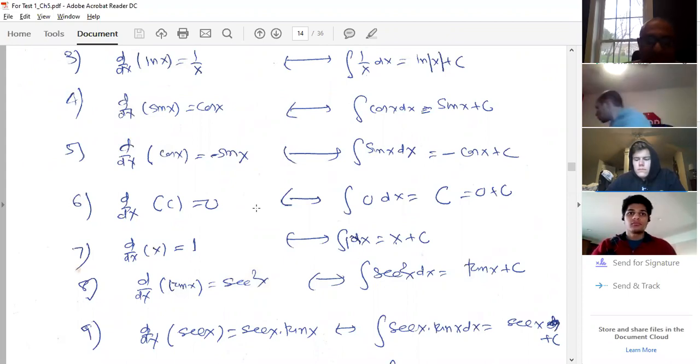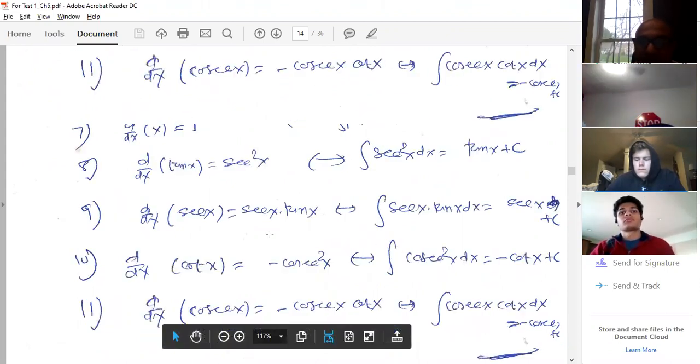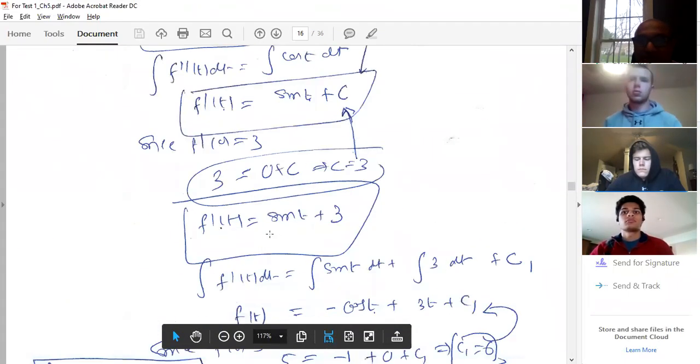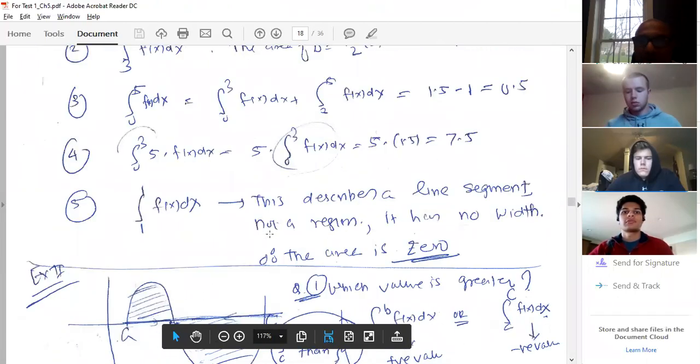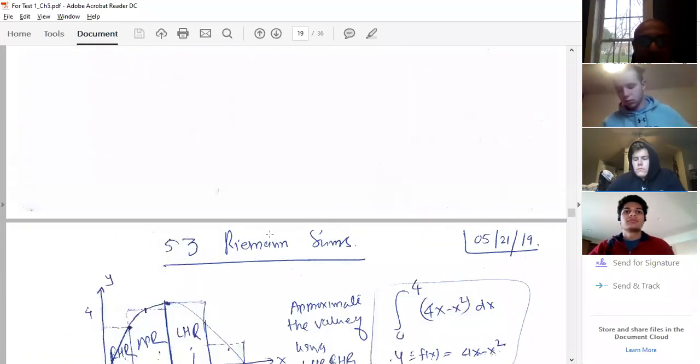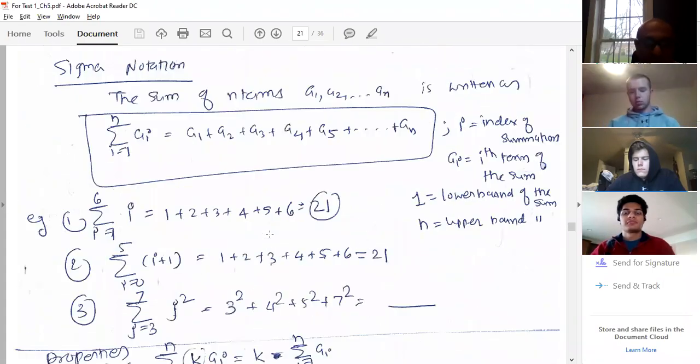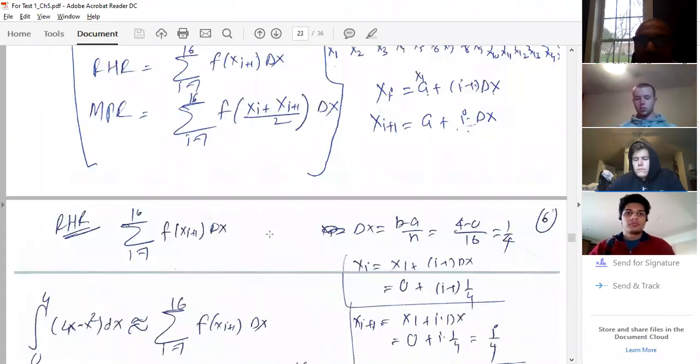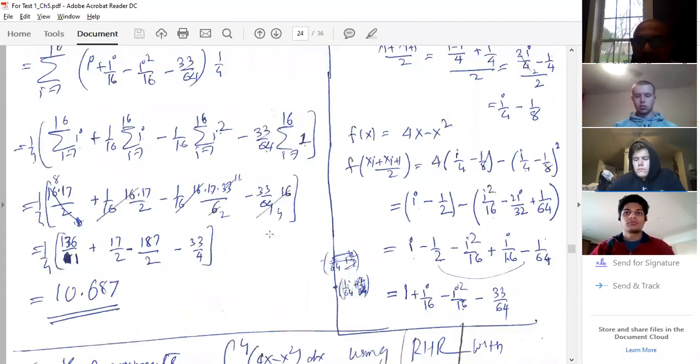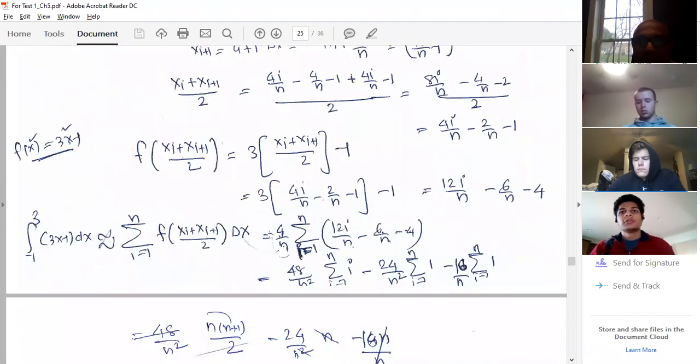Okay, guys. I will try my best to give you some examples based on this article 5.3. I don't know how I missed that assignment over here. I think my pages are messed up. Anyway, I'll fix that as soon as possible.